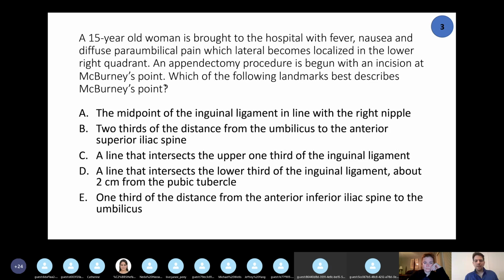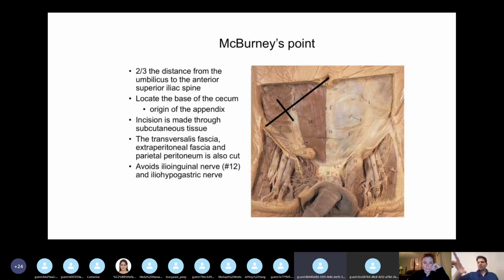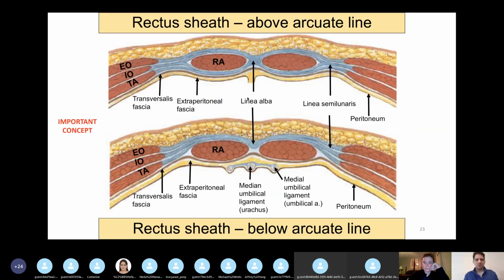So what are we going to do? We want to take the appendix out, right? So the appendix location that we use is McBurney's point. So two-thirds the distance from the umbilicus to the anterior superior iliac spine. So if you take your thumb and your index finger and you put it from your umbilicus to the anterior superior iliac spine, you kind of make that line. So this is the point where the appendix is, but y'all did good with that one.